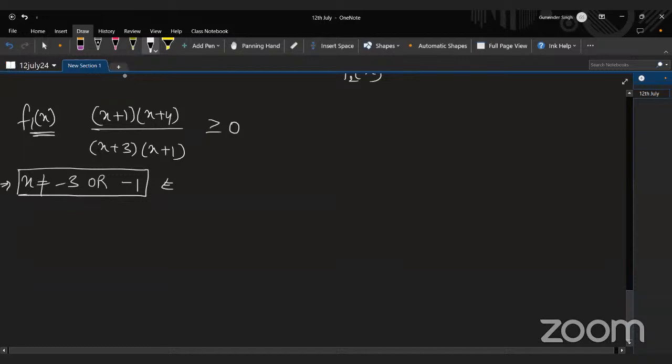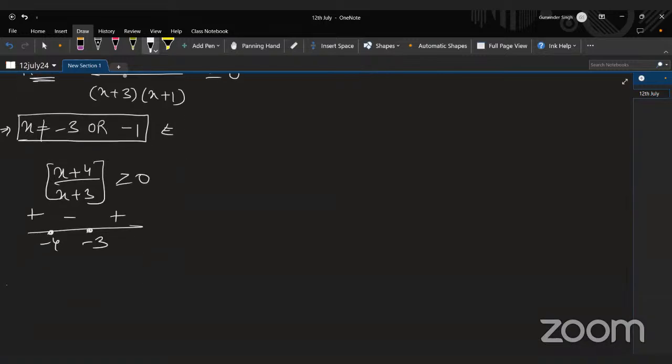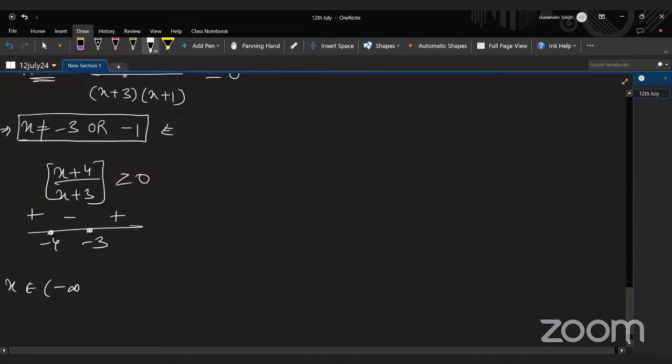So now that I have confirmed the denominator is not 0, I can easily cancel x plus 1 and x plus 1. So it is x plus 4 divided by x plus 3 greater than or equal to 0. Very easy: minus 4, minus 3, plus minus plus. So x will be from minus infinity to minus 4, union minus 3 to infinity. But we have minus 1 also. Minus 1 will be on this side and it can't be included, so I will subtract minus 1 like this.